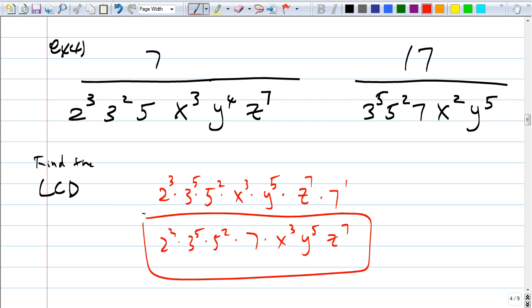This is the smallest number that both of these numbers will go into. We have found the smallest number. By doing it this way, this guarantees that you have found the smallest number both of these numbers will go into. I mean, you could always find a bigger number, right? Because you could multiply this by 100,000 million. It doesn't matter, right? But this will be the smallest number that both of these numbers will go into.